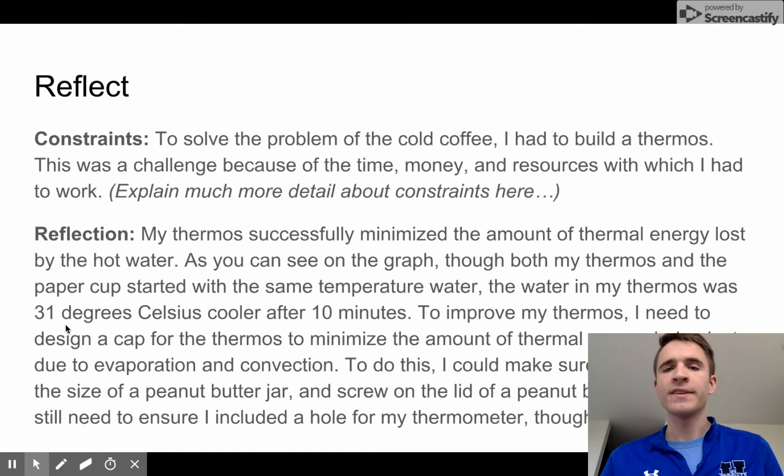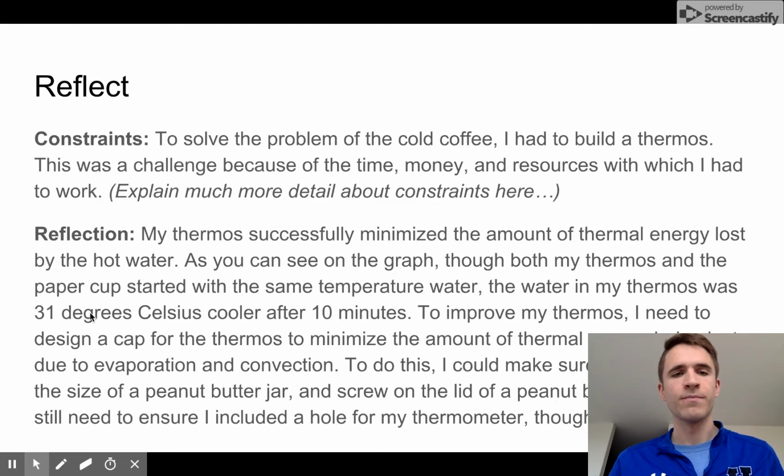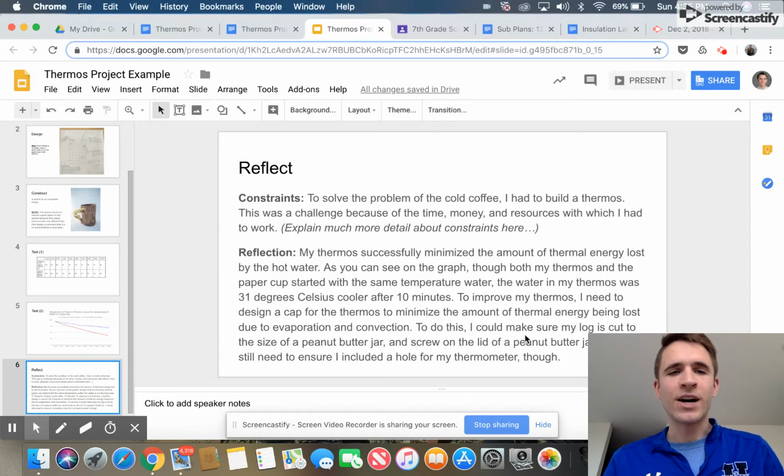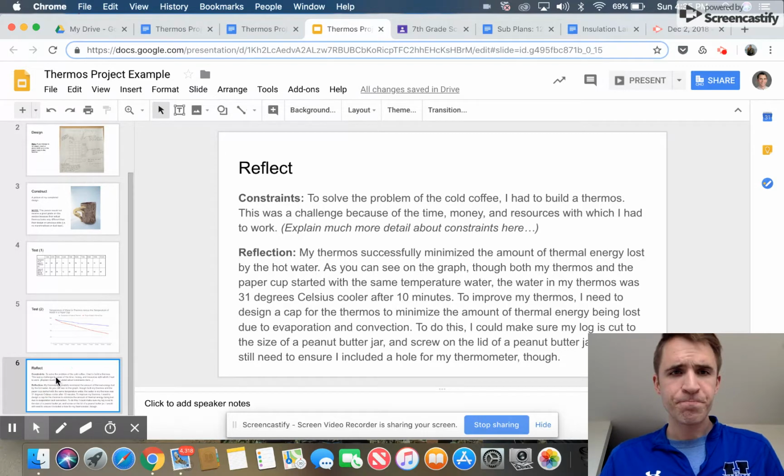So as you can see, I reflected, I said it worked pretty well. Here, as you can see on the table, is how many degrees cooler it became. However, there are ways I could improve it, and I came up with a concrete thing I could do. It's kind of a weird idea, but I could make it the size of a peanut butter jar, screw on the top, and so on, right? So a very concrete way I could redesign it to make it better.